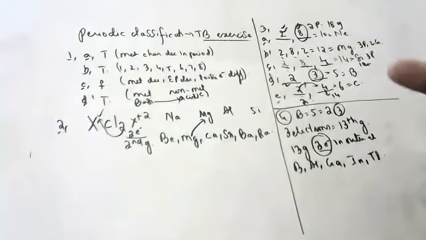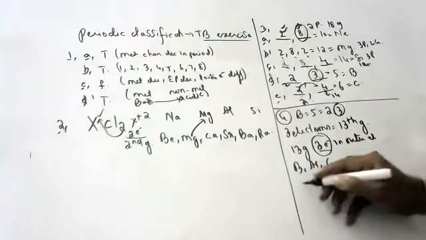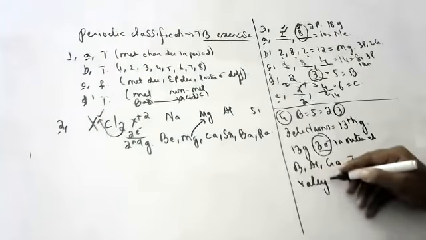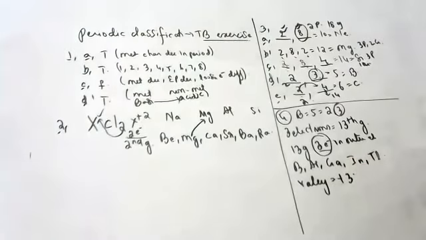What is the common feature? They all have 3 electrons in the outermost shell, and their valency is +3, as they give 3 electrons to attain stability.